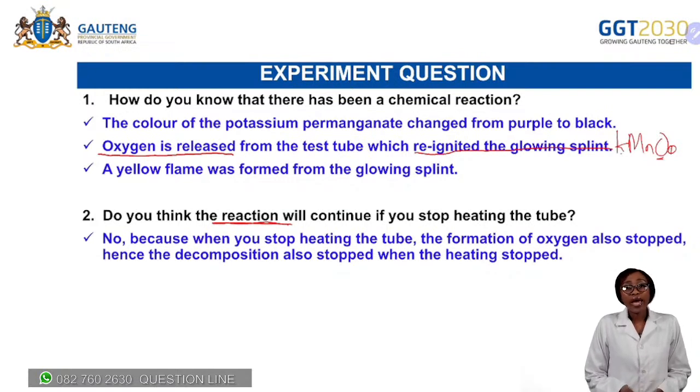Now, when the permanganate was being heated, a gas was released, and that particular gas was oxygen gas, which reignited the glowing splint. So we need heat in order for the chemical reaction to take place. This decomposition reaction needs heat. So without any heat, the decomposition reaction cannot continue.